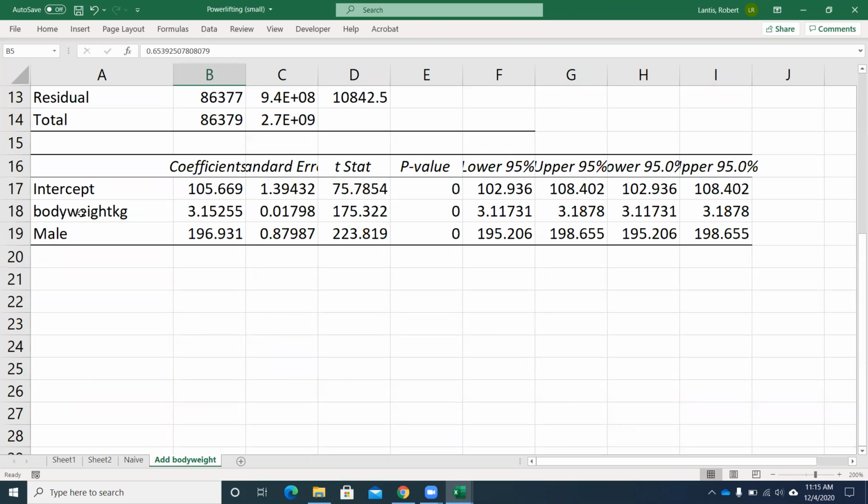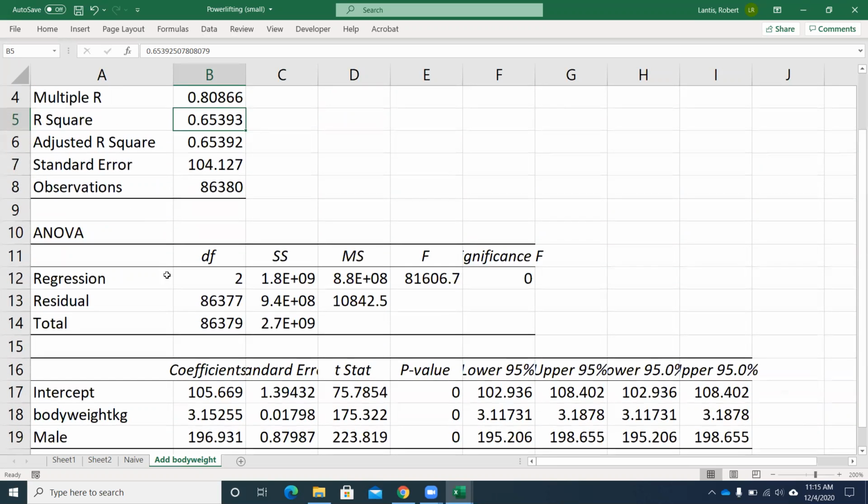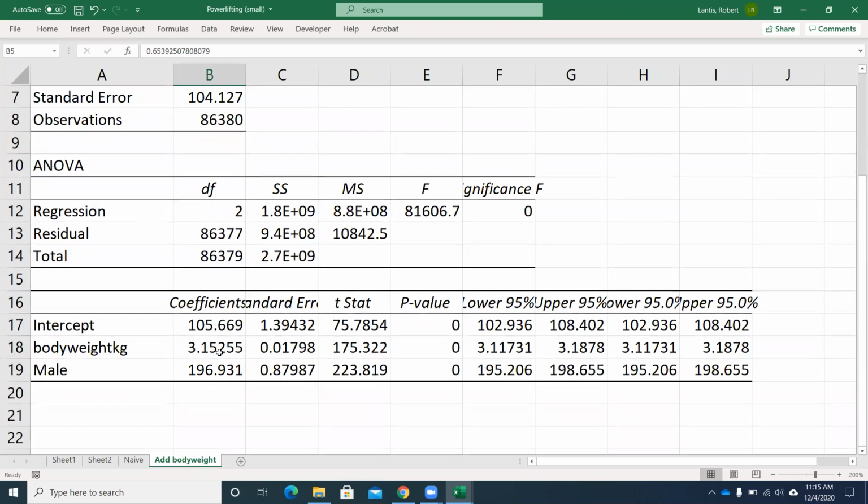Remember, the interpretation of the coefficient is one more unit in the X variable, so one more kilogram of body weight would predict the Y variable goes up by 3.15 kilograms, because body weight was in kilograms there as well. The male variable and body weight variable are still significant. The p-value is still approximately 0.